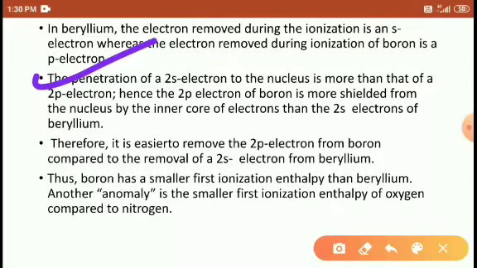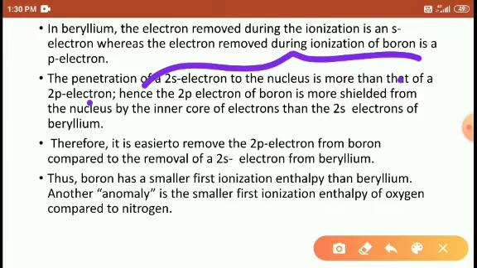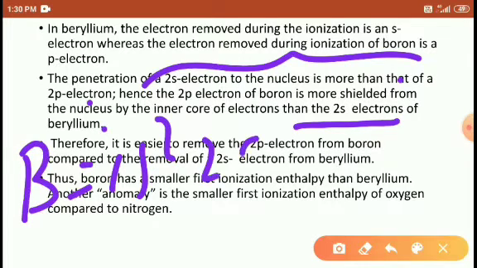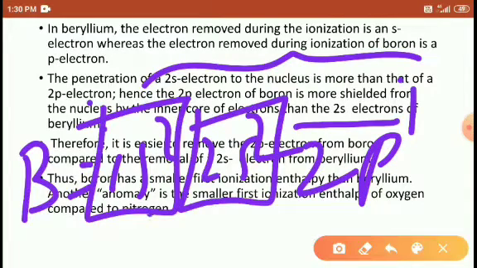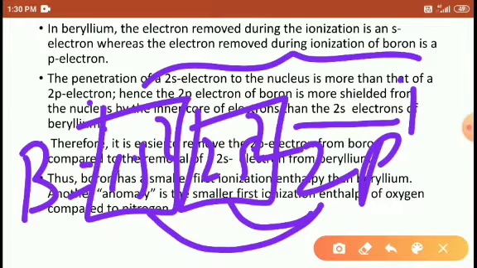In beryllium the ionization enthalpy involves removing an s electron, whereas in boron the electron removed is a p electron. The penetration of 2s electrons toward the nucleus is more than that of the 2p electron, and the 2p electron of boron is shielded from the nucleus by the inner 2s electrons. In boron the outermost electron is in the p orbital: 1s2 2s2 2p1. The 1s2 and 2s2 electrons are both filled, so both repel the p electron.